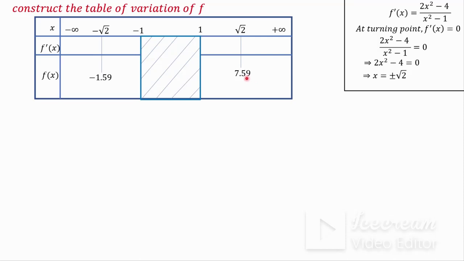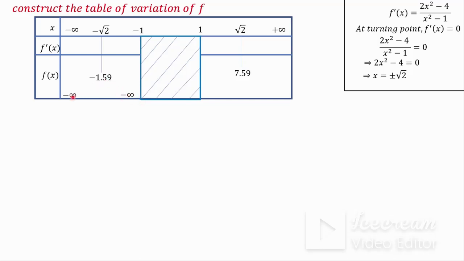This is where those limits come into place: we have to represent the limits we calculated in this table of variation, to observe how our curve is going to behave in the different intervals. We calculated the limit of f of x as x tends to negative infinity and obtained negative infinity. We calculated the limit of f of x as x tends to negative 1 from below, and we obtained negative infinity.